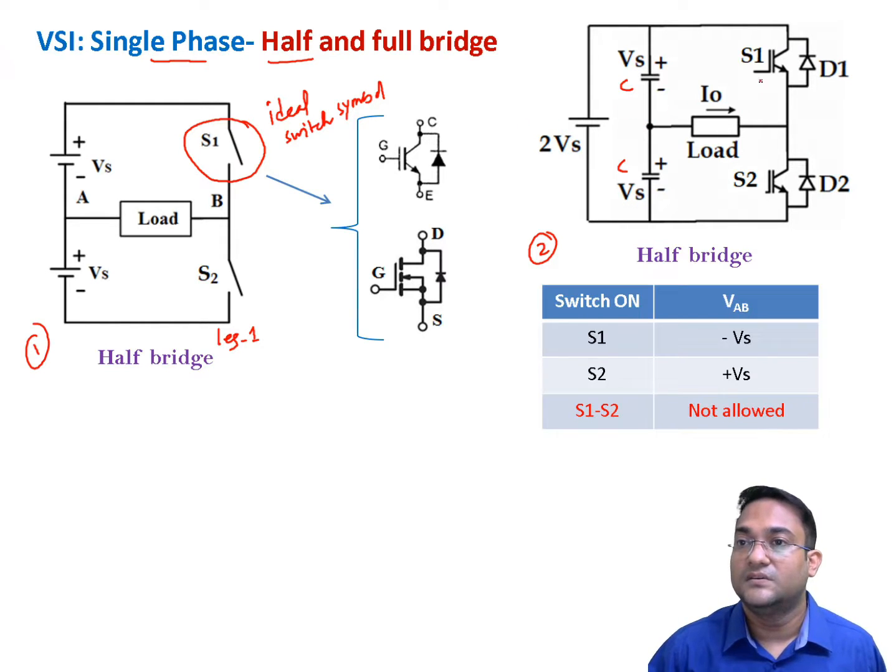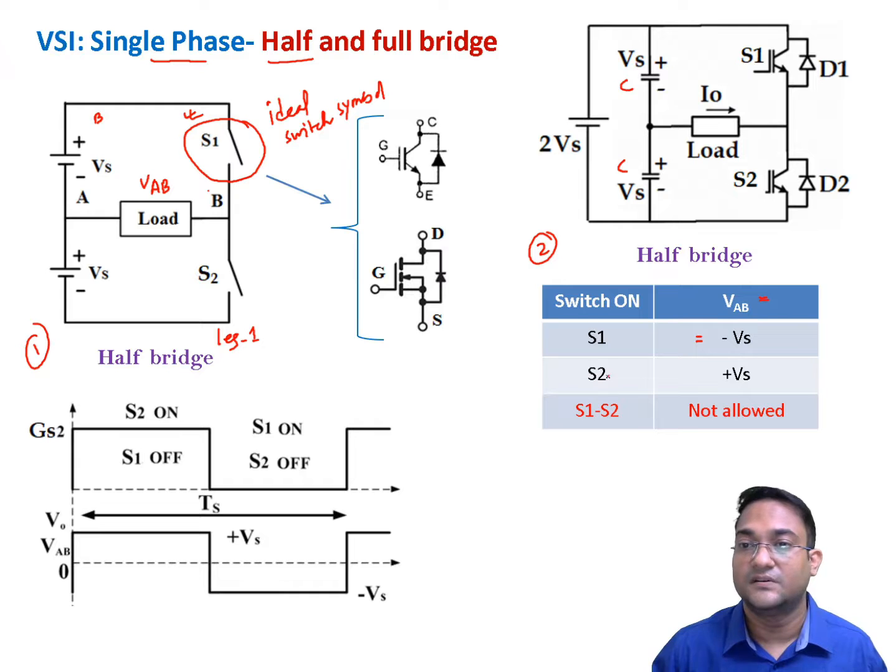Now when you turn on switch S1, so where is S1? This is S1. If I turn on switch S1, this point B will sit over here and A is at the negative terminal. So this voltage VAB will be minus Vs. And what happens if you turn on S2? Then A is sitting at the positive terminal, B will be connected to this negative terminal. So VAB will be directly in parallel to this positive Vs, and hence as you turn on S2, the voltage across the load terminal will be plus Vs.